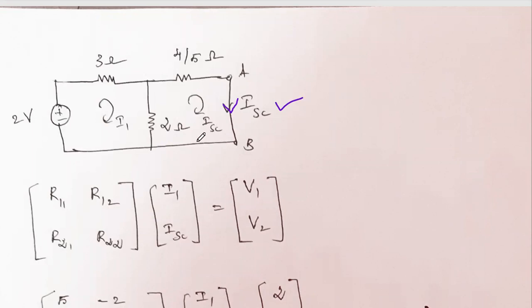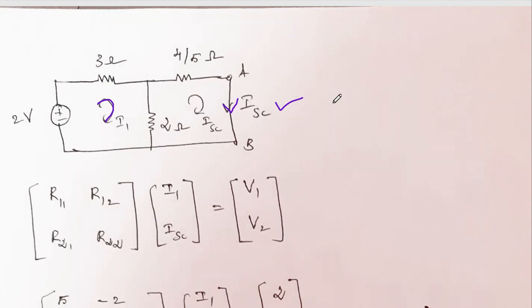We already studied this, you're familiar with mesh analysis and nodal analysis. So let us consider the current flowing in mesh 1 as I1, and the current flowing in the second mesh as ISC, since we have to find this current ISC. So we have to write the KVL equation for each mesh, each loop.